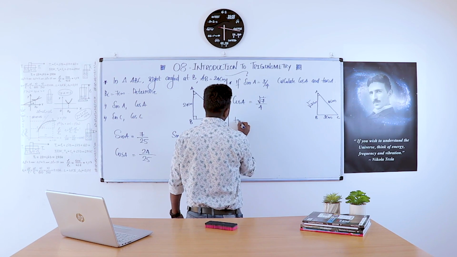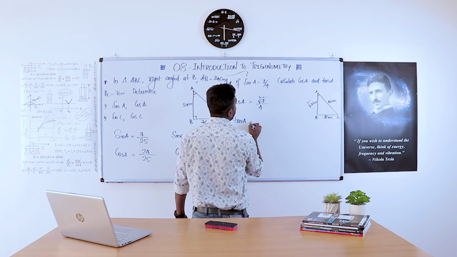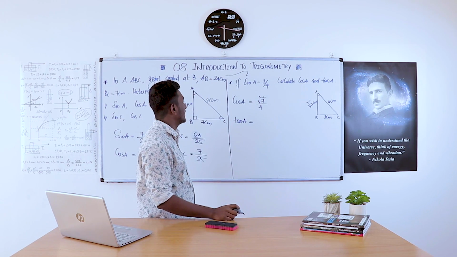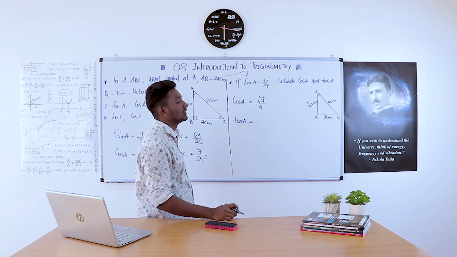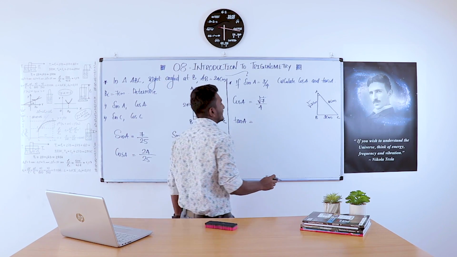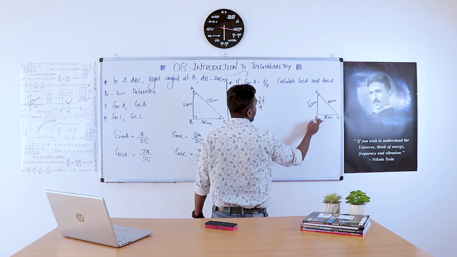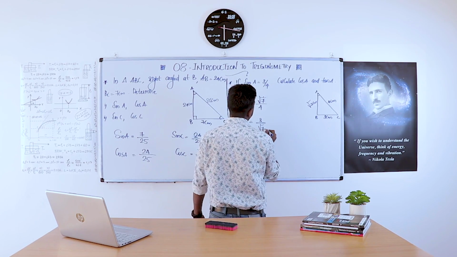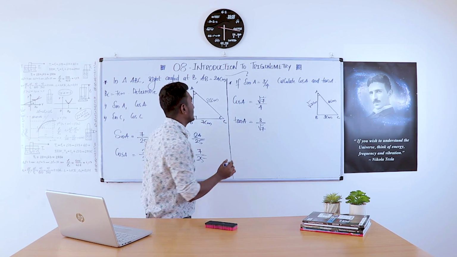Now we need tan A. What is tan A? Tan A is equal to opposite side by adjacent side, or sin A by cos A. Which is the opposite side of A? BC, that is 3, by adjacent side, root 7. Check whether it is equal to sin A by cos A.